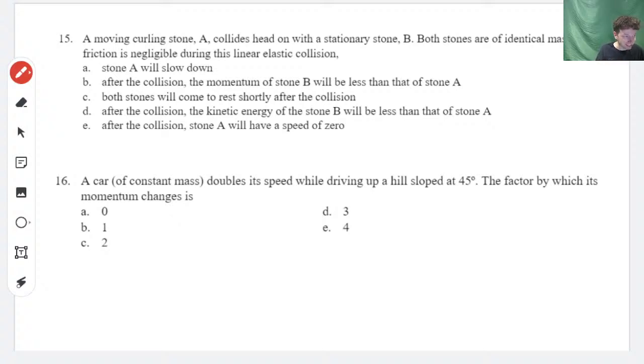Question 15. A moving curling stone, A, collides head-on. That's important. We're not dealing with two dimensions here. It's a head-on collision with a stationary stone. The other one is at rest initially. Both stones are of identical mass. That's also important. Friction is negligible during this linear collision, which is another way of saying it's head-on. But then it says elastic collision. That's important. We have a head-on elastic collision where one of the stones starts from rest.